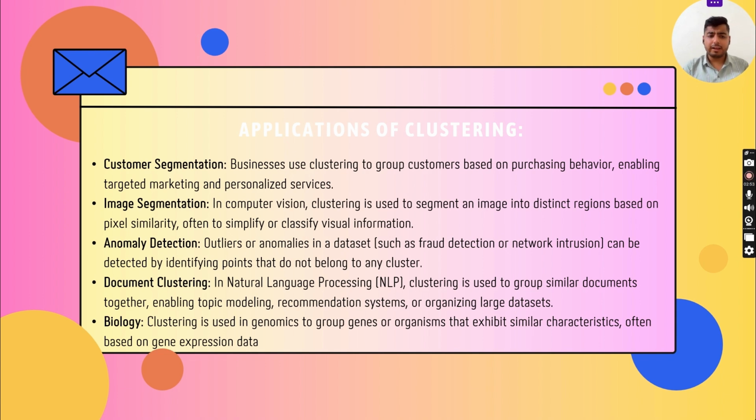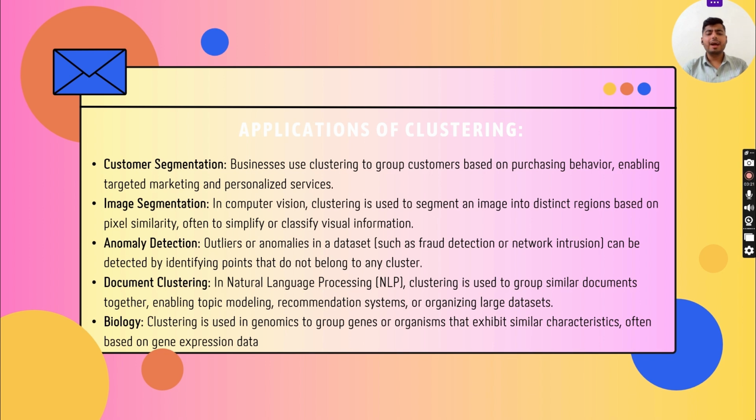Firstly, it is used in customer segmentation, as businesses use clustering to group customers based on purchasing behavior, enabling targeted marketing and personalized services. Next is image segmentation. In computer vision, clustering is used to segment an image into distinct regions based on pixel similarity, often to simplify or classify visual information.